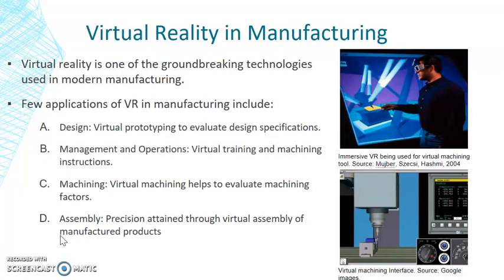Virtual machining or VM can also be performed using VR. As you can see from the photo, a user can use a VM interface to evaluate factors of machining through VR, which can save a lot of time and cost for large production plants. Various complex manufacturing products require complicated assembly process. Virtual reality can be used to simulate product, and the assembly mechanism can be carried out virtually for better understanding and evaluation.